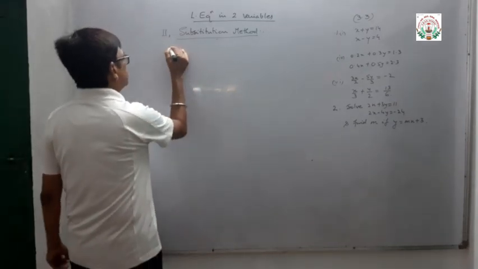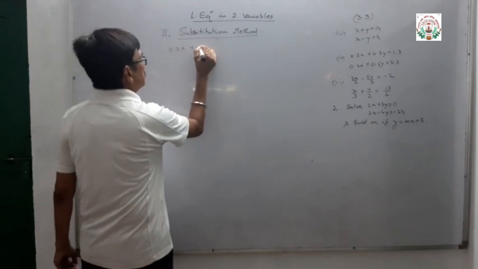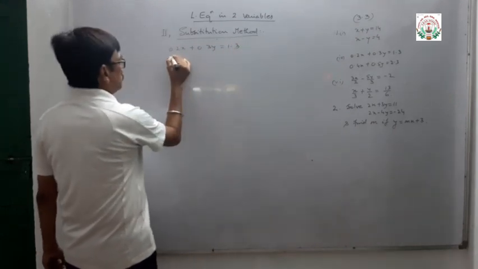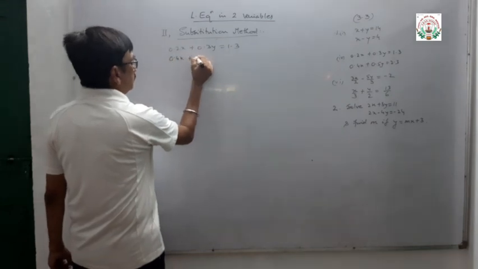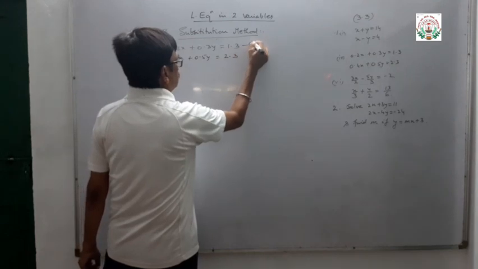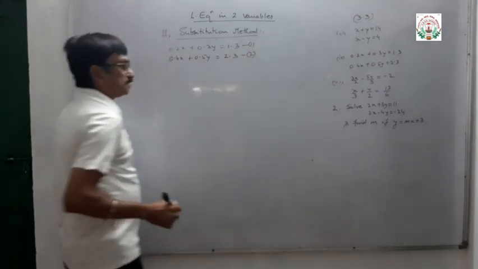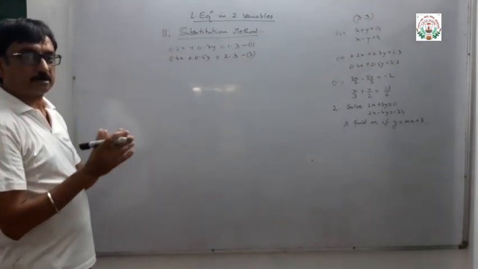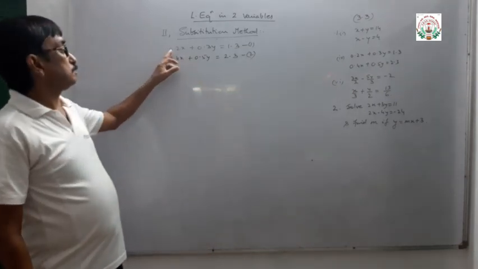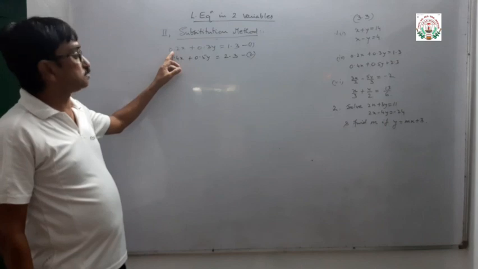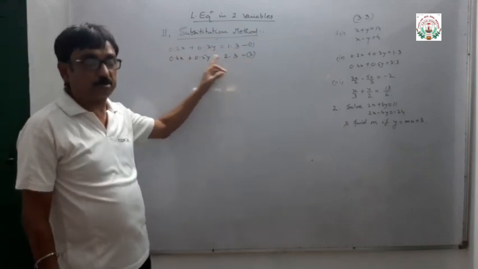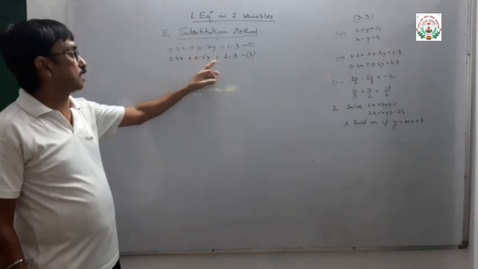0.2x plus 0.3y equals 1.3, and 0.4x plus 0.5y equals 2.3. Questions number 1 and 2. As it is a decimal case, it is a little bit complicated. So what we have to do is remove the decimals by multiplying all the terms of equation 1 and equation 2, both LHS and RHS, with 10.